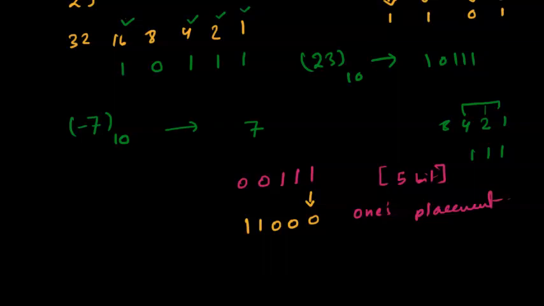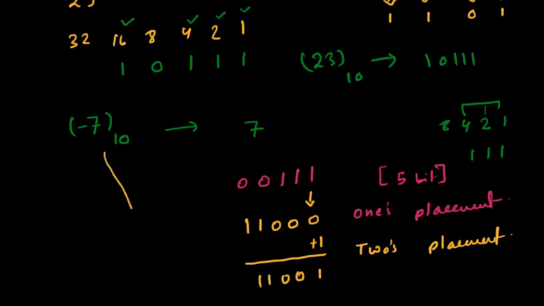Now we're going to understand what will be the binary number of this one. So what do we have to do? We need to find the 2's placement. The 2's placement is nothing, you just have to add 1 in it, in the first term. Okay, when you're adding 1, it will be 1, and this will be 0, this will be 0, and this will be 1, and this will be 1. And that is the conversion of -7 decimal into binary number.